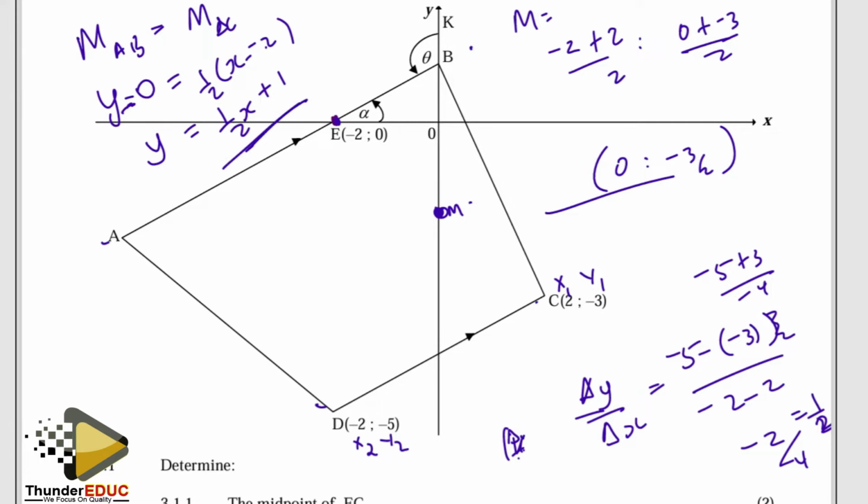Okay, which makes my point B to be 0 and 1, because I know that this is the y-axis and x is always 0. So that is 0 and 1.